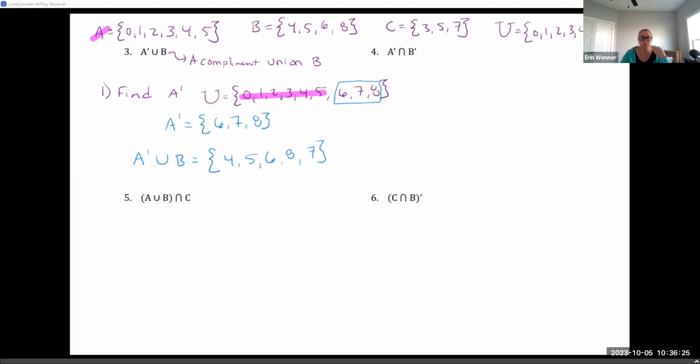We don't want to relist numbers. If it's already in one, we don't need to list it again. So A complement was 6, 7, and 8. B was 4, 5, 6, and 8. So when I join them together, I needed to bring that 7 in. Now, if it feels weird to have them listed out of numerical order, that's fine. You can just switch it up. So 4, 5, 6, 7, 8 would make A complement union B.